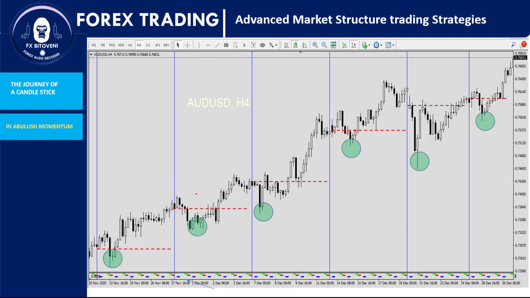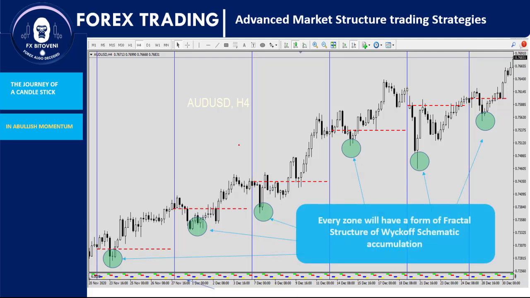Now, this is what we should be focusing on. These are our entry zones in these cycles. Every zone will have a form of fractal structure of Wyckoff schematic accumulation, period. Do you get the idea, guys? Every zone will have a form of fractal structure of Wyckoff schematic accumulation. This is something you should expect.